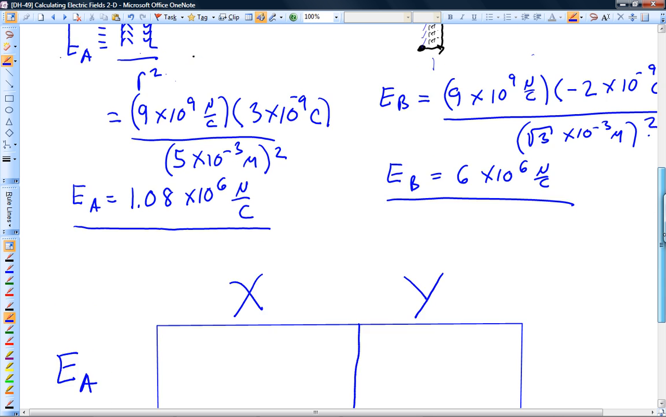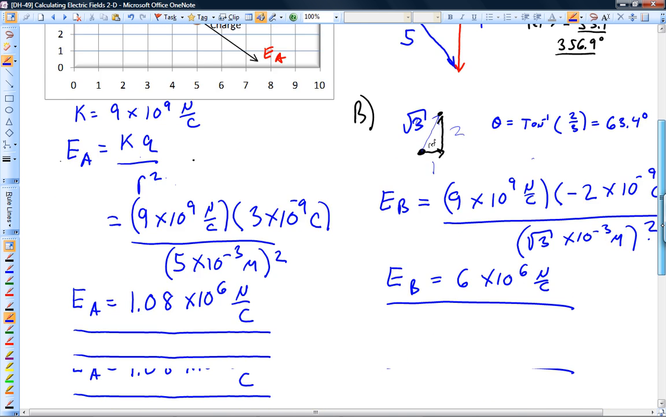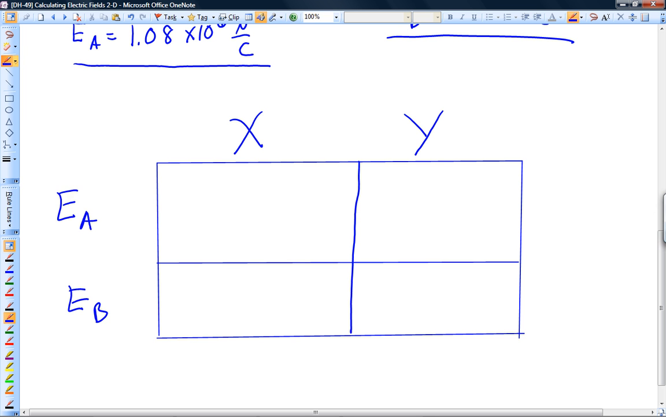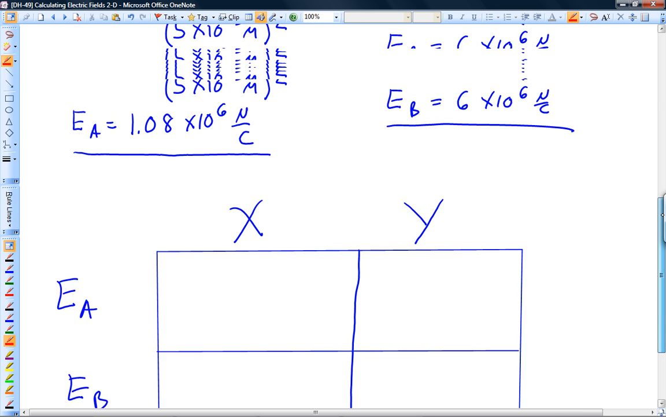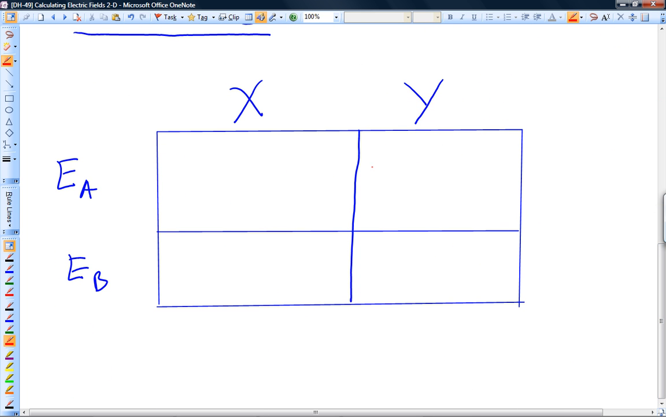Before I start plugging numbers in, let's look at this. The electric field due to A is going to have a positive x component and a positive y component. And the electric field due to B is going to have a positive x component but a negative y component. In other words, the only one that's going to be negative is the y from A. So let's go ahead and put that in. I'll even put it in a different color. So the y from A is going to be negative. All the others are going to be positive.